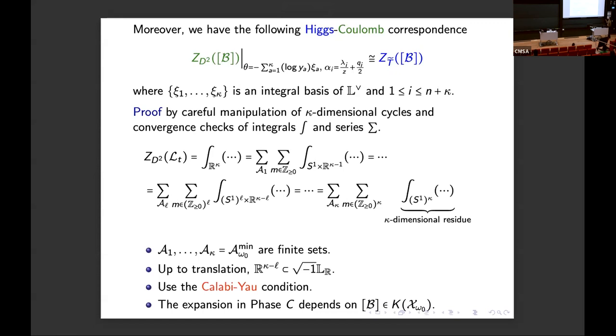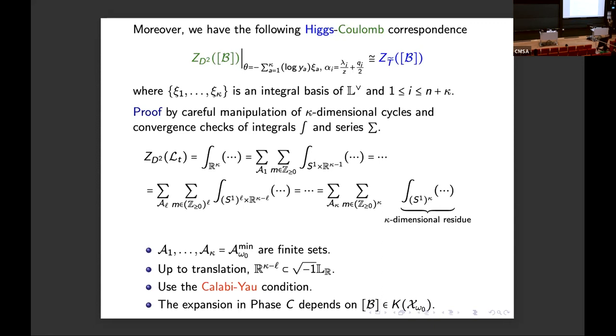So recall that at the beginning, we have this shifted, purely imaginary cycle, which is R^kappa. And in each step, the first step, we get a finite sum over the positive part of a one-dimensional lattice, and each term is an integral over a circle times R^(kappa-1). And so one continues to deform its contour until in the last step, we get a finite sum over anticones, which are minimal anticones, in one-to-one correspondence with the torus fixed points of the toric orbifold in this phase.